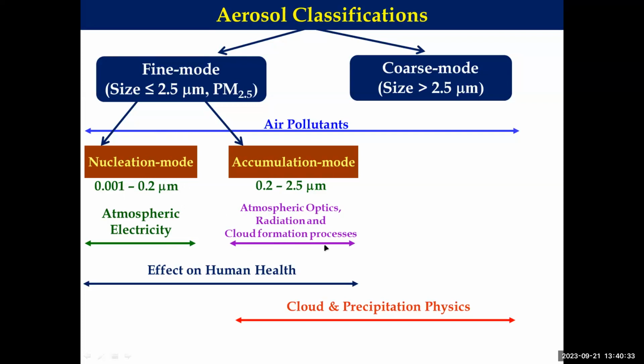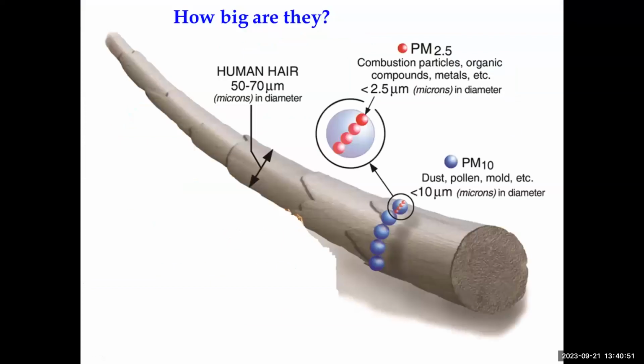These fine particles, nucleation as well as accumulation mode, because they are finer in size, highly impact human health. However, the accumulation mode as well as coarse mode combined affect the cloud and precipitation physics. This slide shows the human hair cross section. It gives you an example of how fine these particles are, because the human hair is around 50 to 70 micrometer in diameter. PM10 is about 5 times smaller compared to our human hair. However, PM2.5 is about 20 times smaller compared to our human hair. So you can assume their fine sizes.